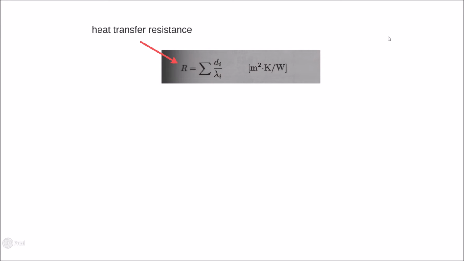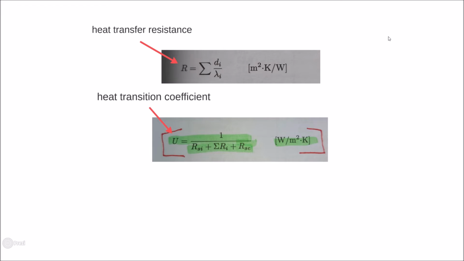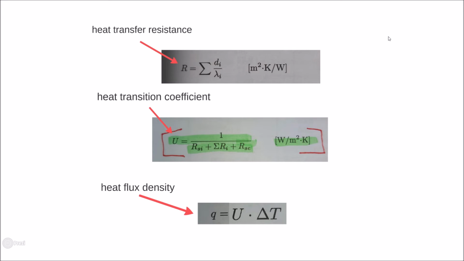We calculated now the heat transfer resistance R, the heat transition coefficient U, and the heat flux density Q. With these formulas, we can determine, for example, the minimum thickness of a used material to achieve the wanted heat transfer resistance R.